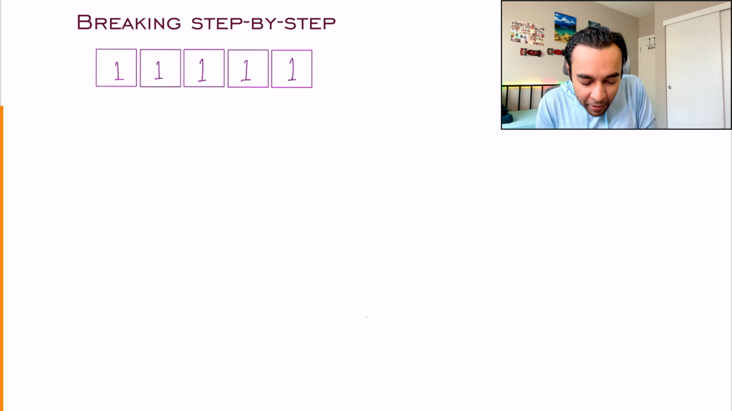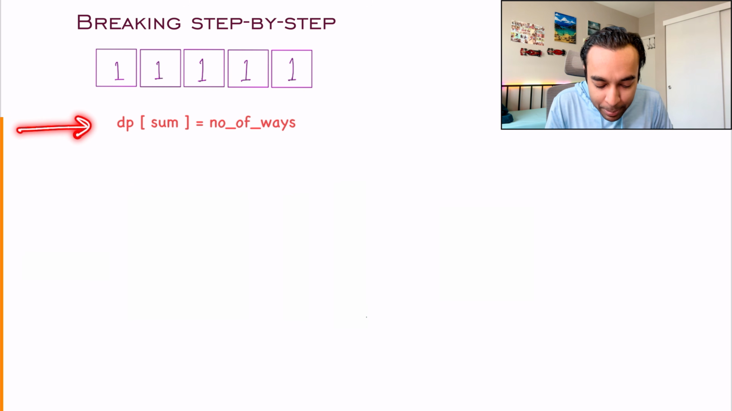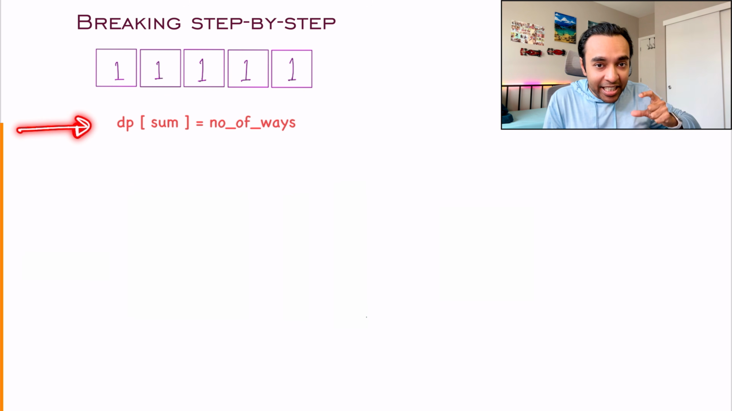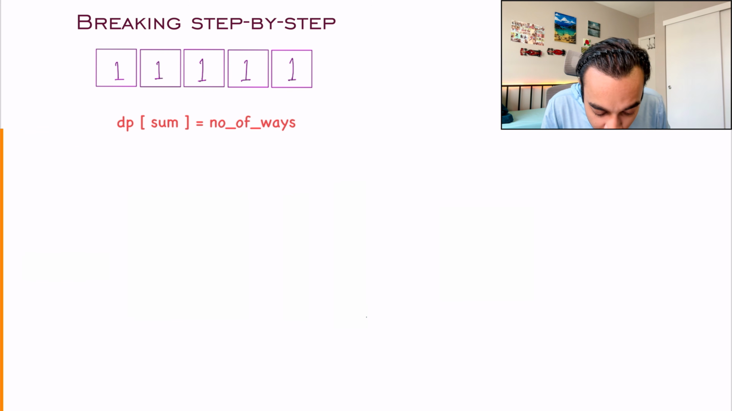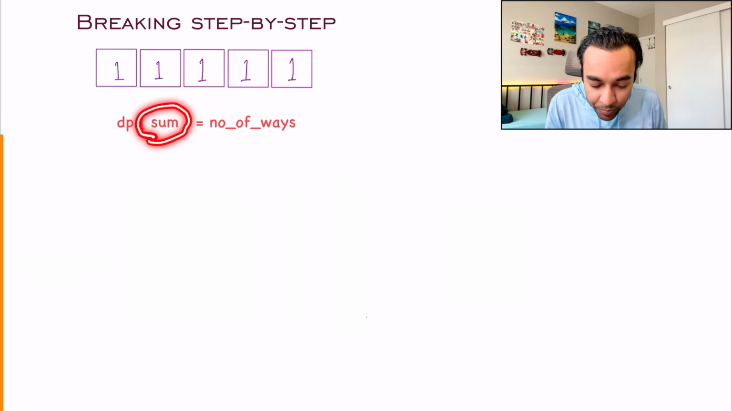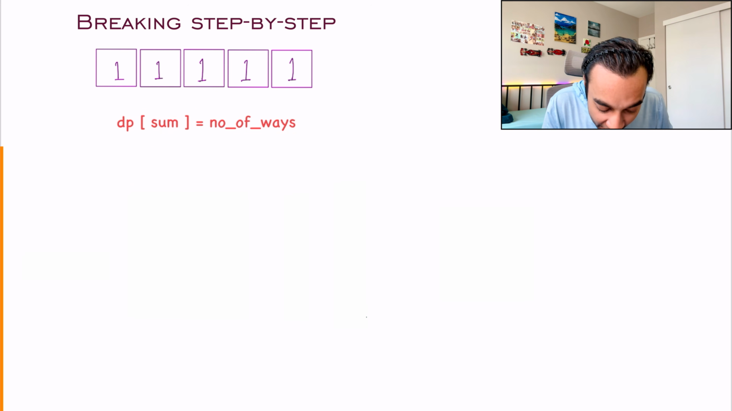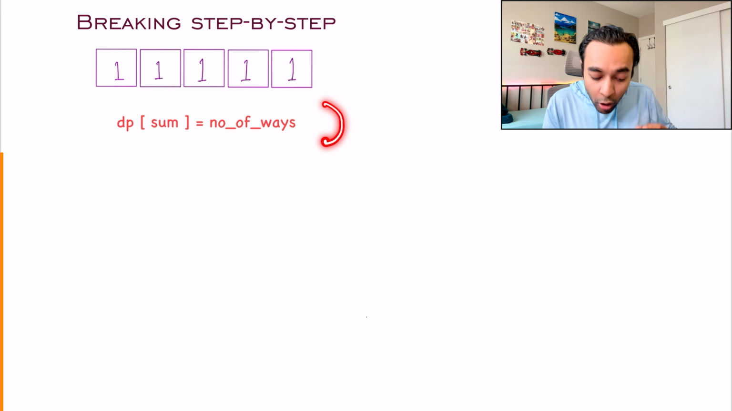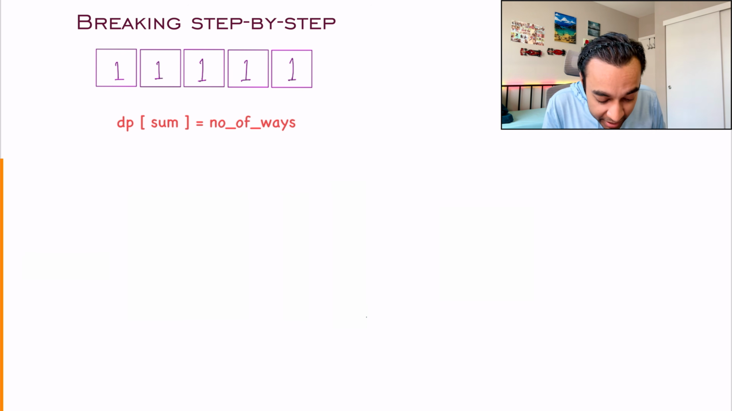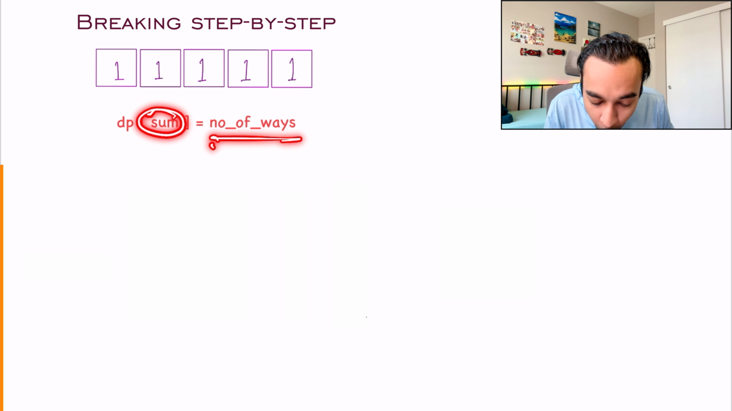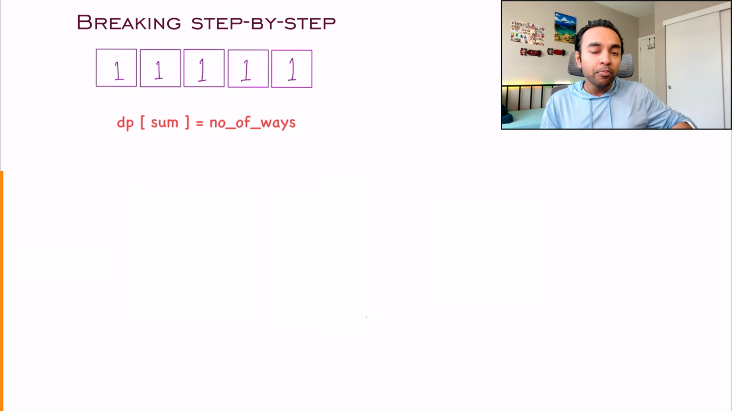So to simplify this problem as much as possible, I'm going to take a DP map. And this DP map will tell me that for this particular sum, what are the number of ways? Just keep this in mind. I will take this DP array or DP map that is telling me that for a particular sum, how many ways are possible. So naturally, you have to start somewhere, right?